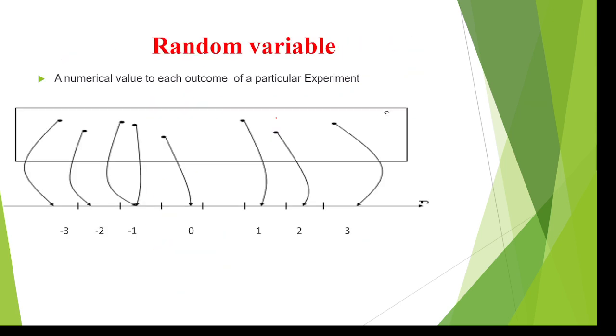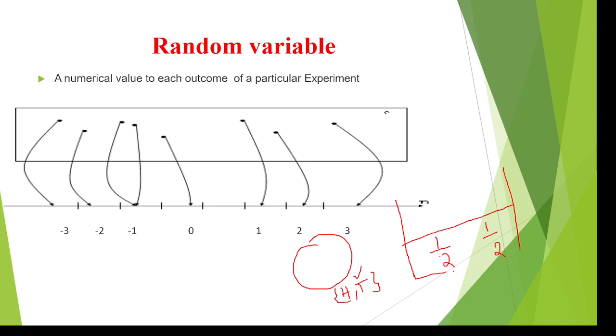Even if you consider a coin, it has 2 outcomes. The probability to get head is 1 by 2, because one favorable outcome is there out of 2 outcomes, and the probability to get tail is also one favorable outcome out of 2. So these are assigned with real numbers. That is compulsory to become a random variable. So this is real number 1 and real number 2.